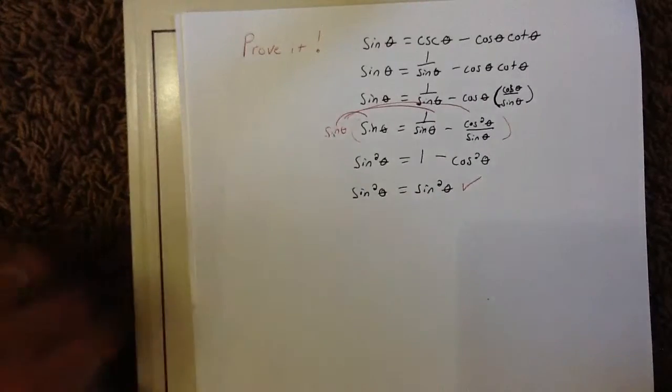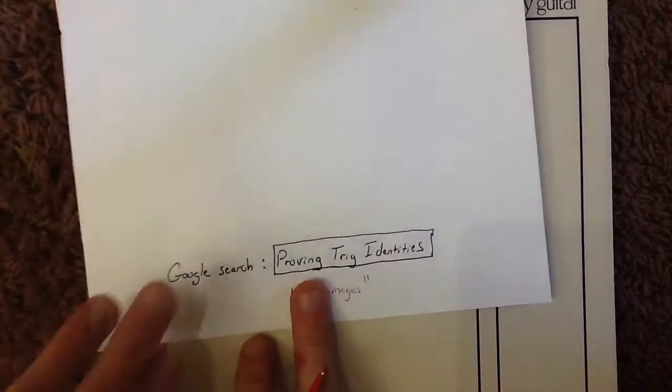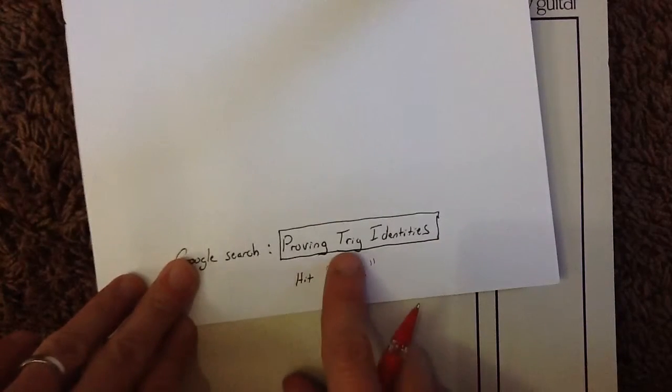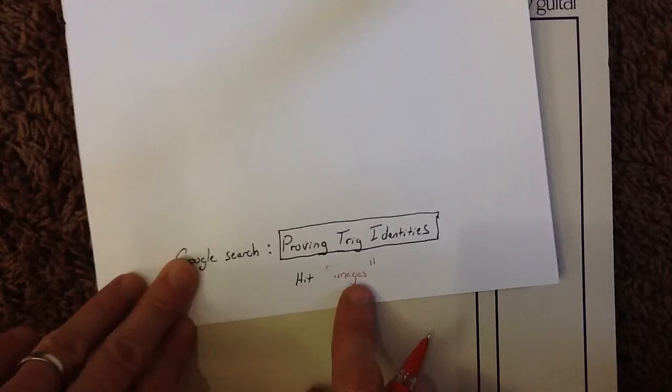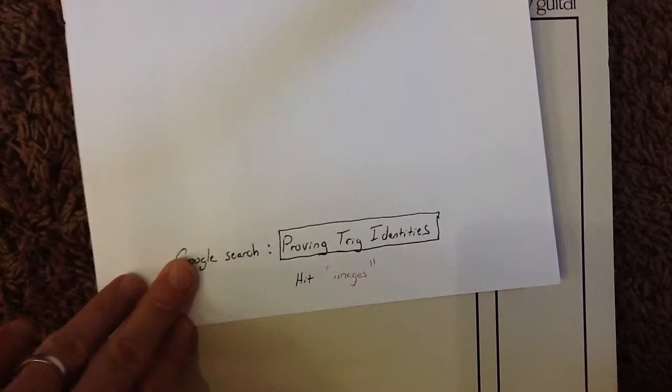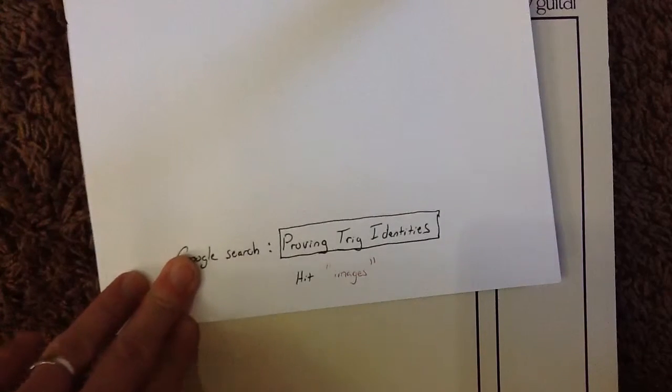What I encourage you to do is practice these. If you go and just do a Google search and just type in the words proving trig identities and hit images, like not the web pages, but hit the images button where you see pictures of that search, you will see so many of them. You're welcome to try as many of them as you want if you just want to kind of look at it and stare at it.